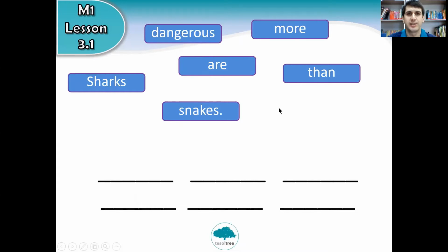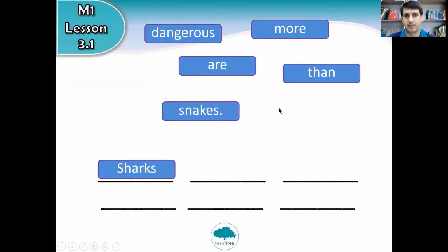The first word is sharks. Now, how do I know that sharks is the first word? Why not snakes? Why sharks? Well, can you see? Capital S, big S. There it is. It means it is the first word in the sentence. Remember, sentences always start with a capital letter, big letter. So this is a big S. Can you see this one? Small s. This one, big. So we know that is the first word of the sentence.